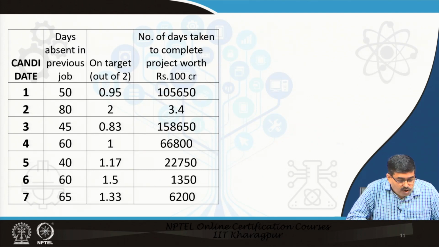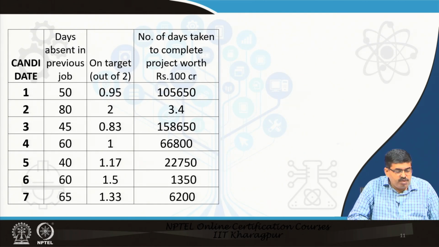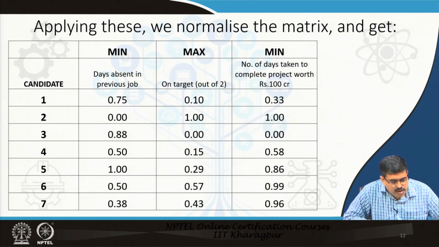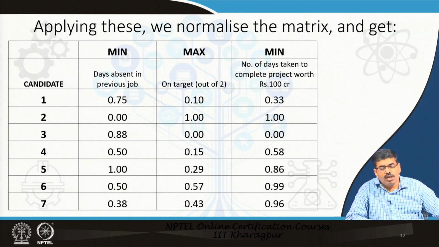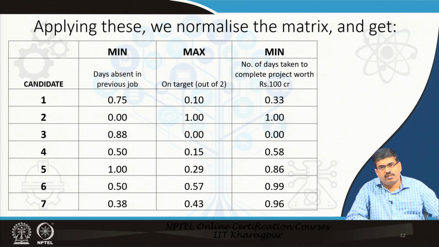Candidate 1, column 2, on target. Fij is what? 0.95 minus Lj. Lj is what? The lowest value. Lowest value is what? 0.83. So, 0.95 minus 0.83 divided by, what is the range? Range is highest value minus lowest value, 1.33 minus 0.83. Okay. So, that value will come to 0.10. So, in this way you prepare this entire table. This is called the normalized matrix.